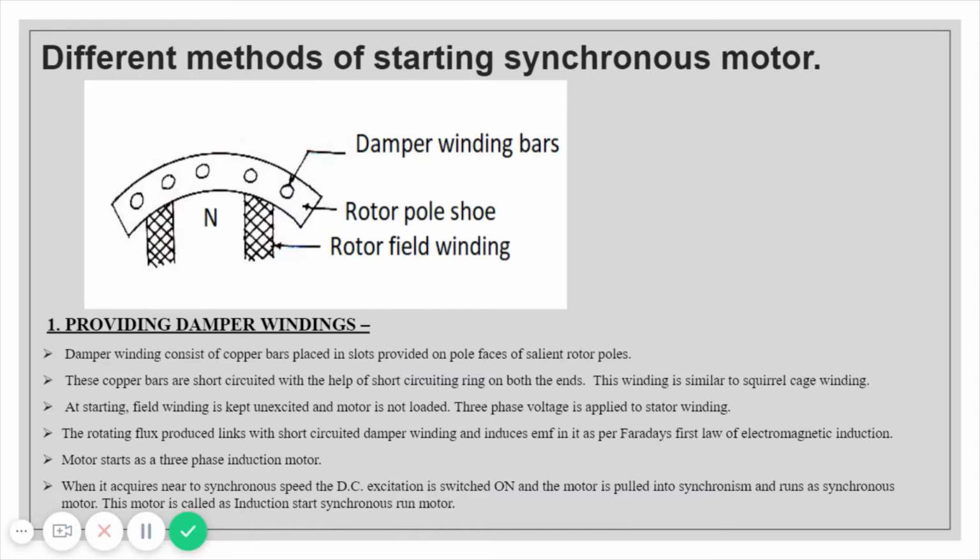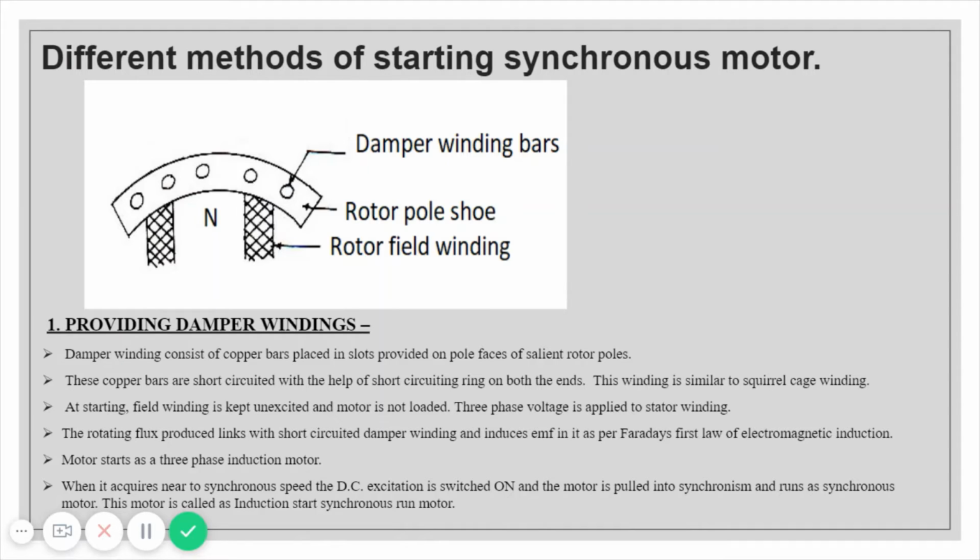So at the starting, the field winding is kept unexcited and the motor is not loaded. Three-phase voltage is applied to the stator winding, and the rotating flux produced links with the short-circuited damper winding and induces EMF in it as per Faraday's first law of electromagnetic induction. So the motor starts as a three-phase induction motor.